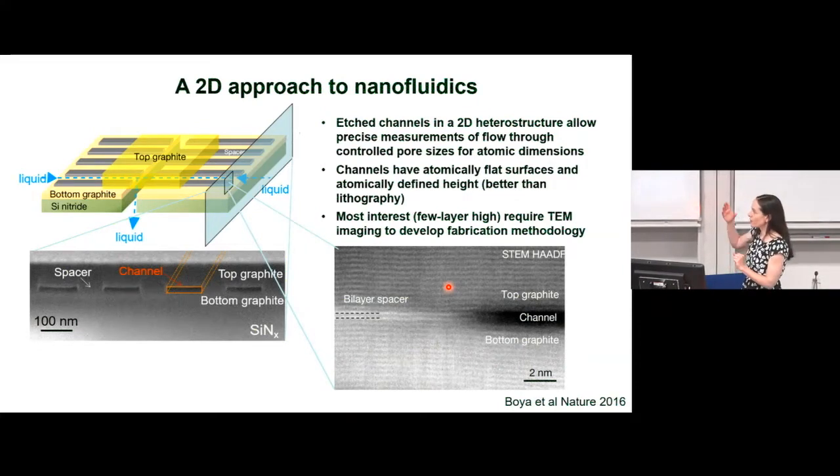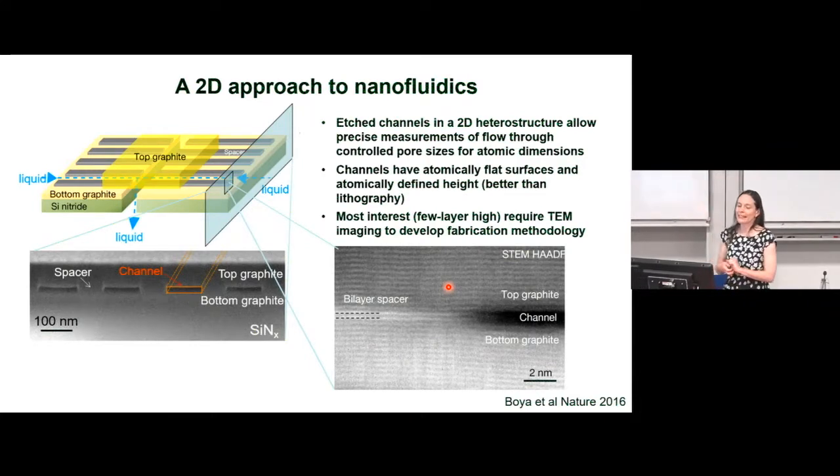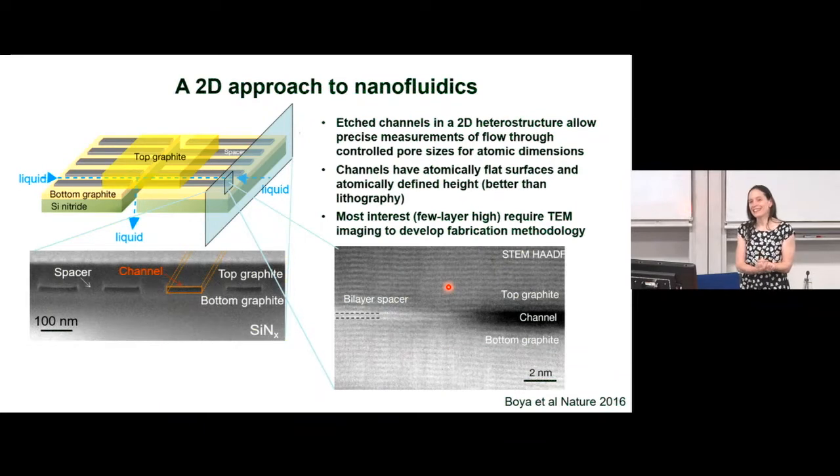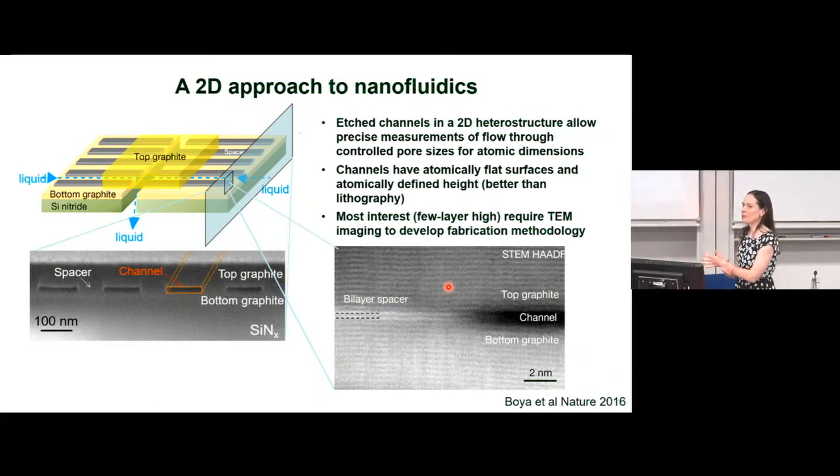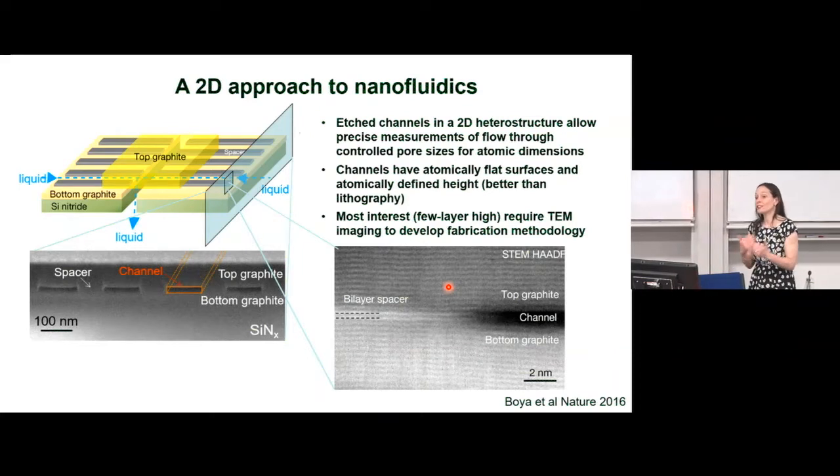And so you need the transmission electron microscope to iterate over many years between those making the devices and those doing the TEM and the FIB cross-sectioning to be able to see which channels are full of gunk and which ones aren't, to develop those fabrication protocols so that you can reliably produce channels that are empty and that you can therefore flow liquids and gases through.